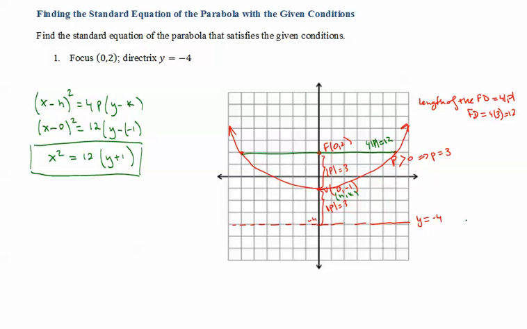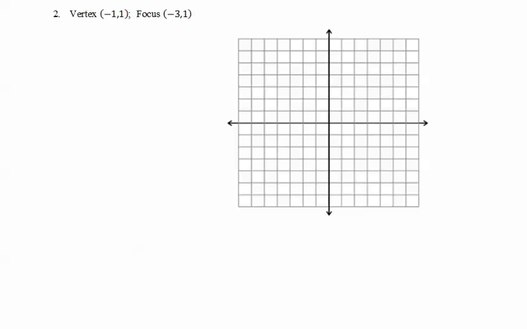Let's see another example. In this case, what was given is the vertex (negative 1, 1). So I'll find this point on the graph, V (negative 1, 1), and the focus (negative 3, 1).